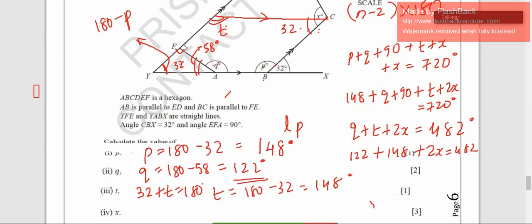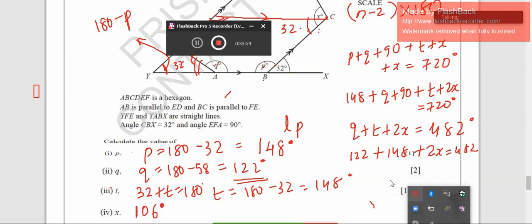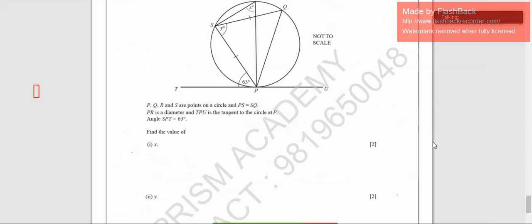122 plus 148 minus 482. 106. Do you get 106, guys? Yes, sir.